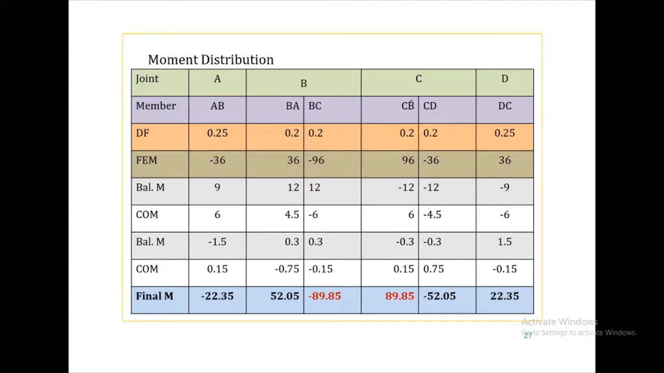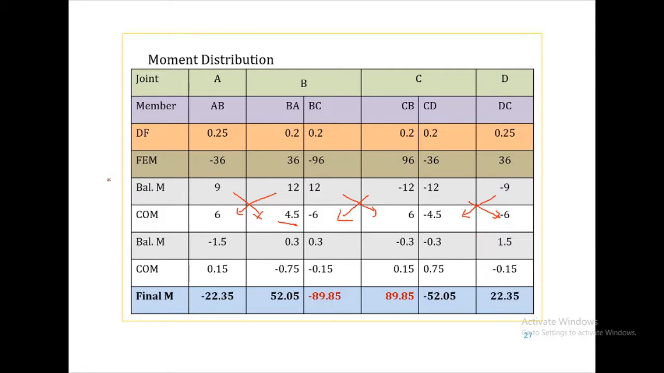And similarly for CD also we'll have to compute the algebraic sum and then compute the balancing moment, and also for DC. Then we'll do the carryover. The carryover factor is that we'll take 9 by 2 here, which is equal to 4.5, and here 12 by 2 which is equal to 6. And similarly here 12 by 2, 6, and here minus 12 by 2 is minus 6. Here minus 12 by 2 is minus 6, and here minus 9 by 2 is minus 4.5.